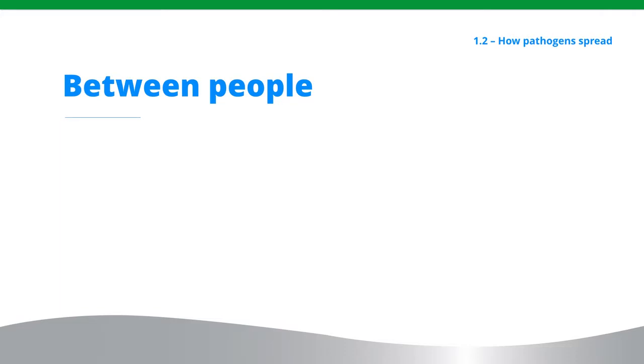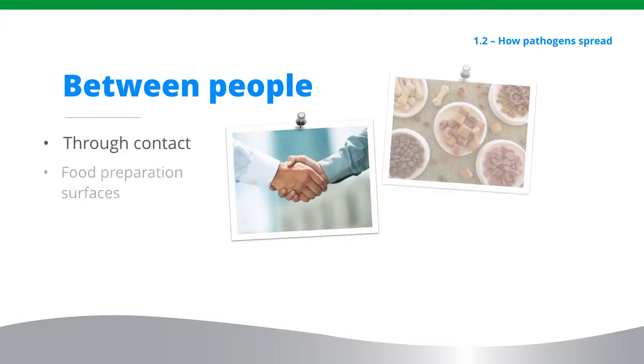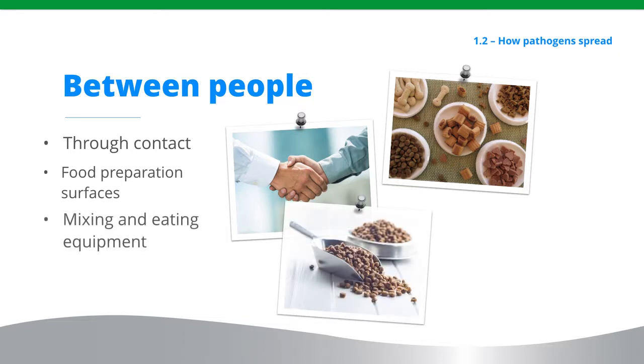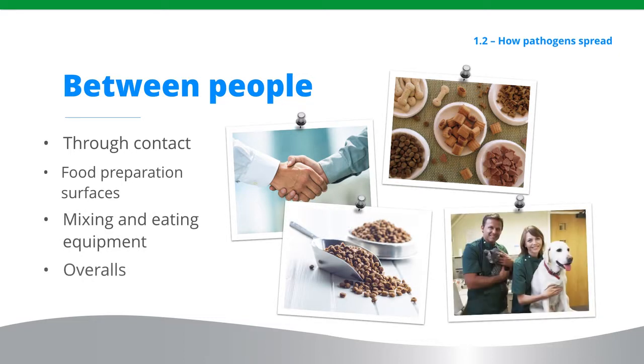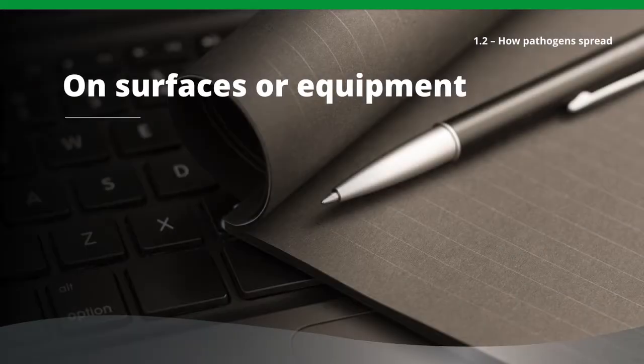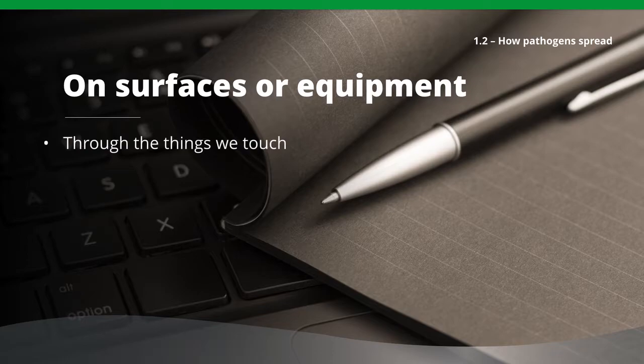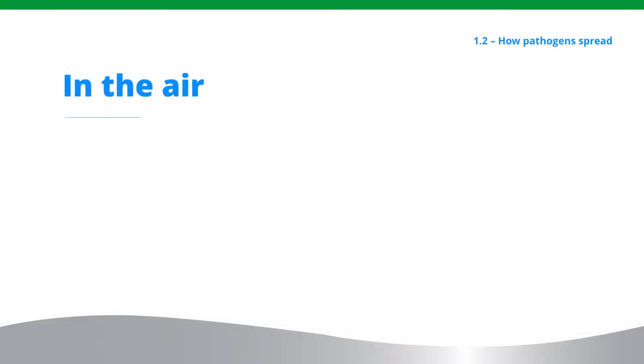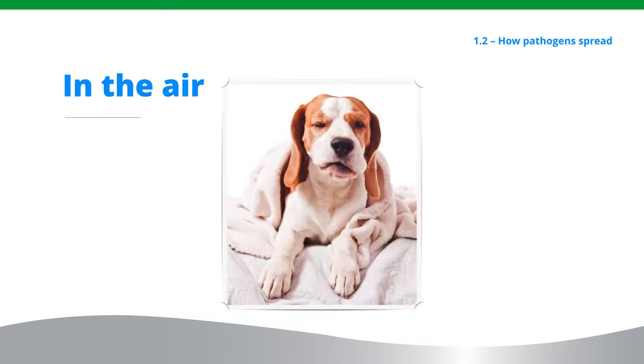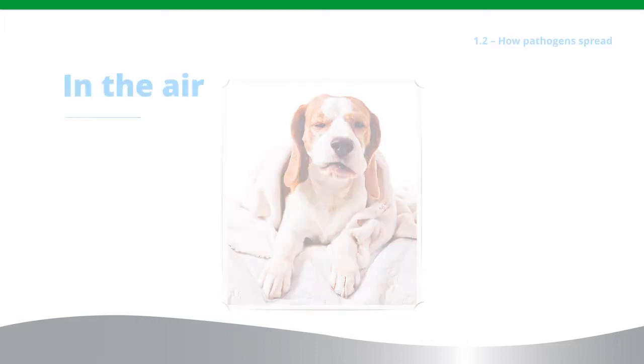Whether human or animal care, patients require contact. Almost everything we do and work with can be a vehicle for moving pathogens around. Human contact, food preparation surfaces, mixing and eating equipment, even our overalls, they all present risks. Even if we share a pen with a client, it can be a transmission risk. Unless we always wear special filtration masks, which is highly impractical, we will be breathing the same air as other people and animals who may be carrying infection.